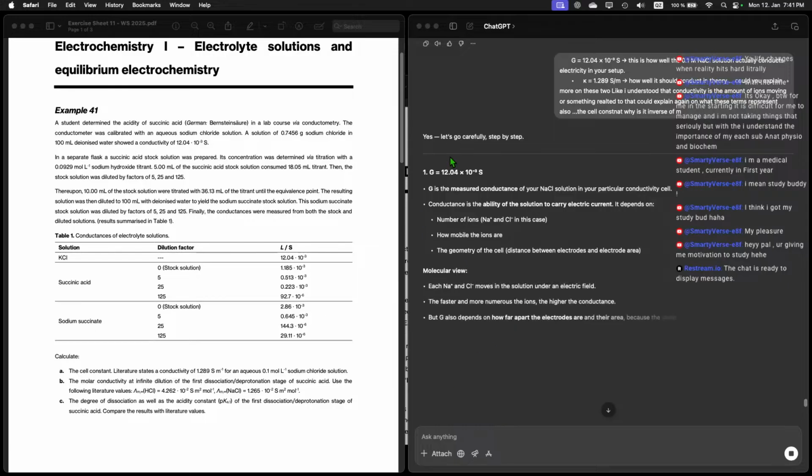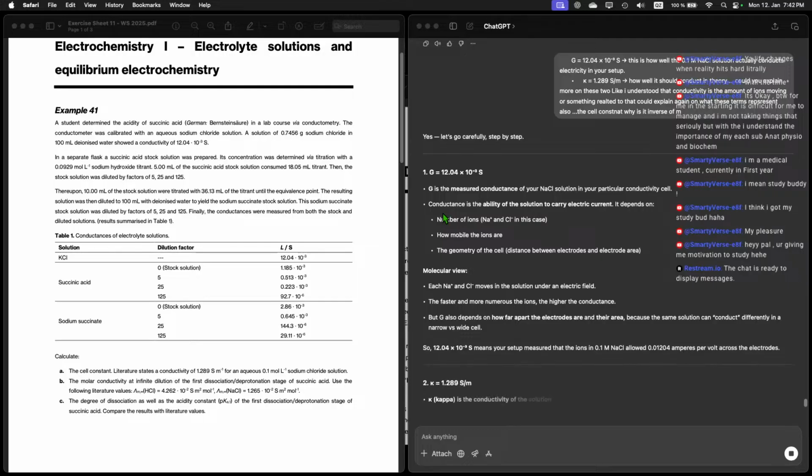Yes, let's go carefully, step by step. G equals 12.04 into 10 raised to minus 3 per second. Second, G is the measured conductance of your NaCl solution in your particular conductivity cell. Conductance is the ability of a solution to carry electric current. It depends on the number of ions.